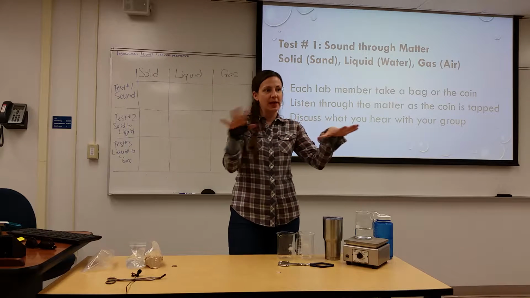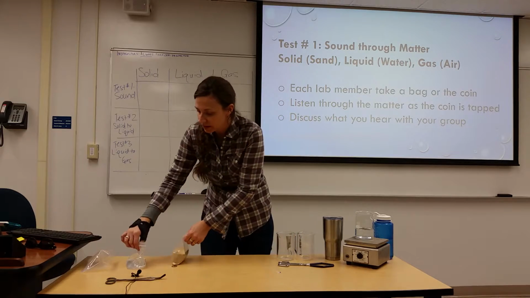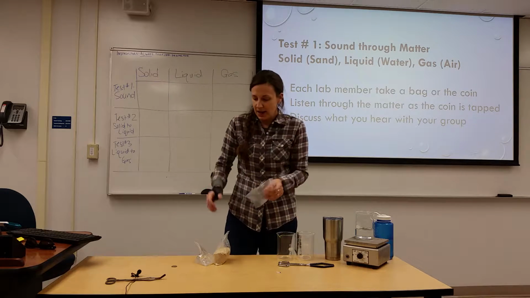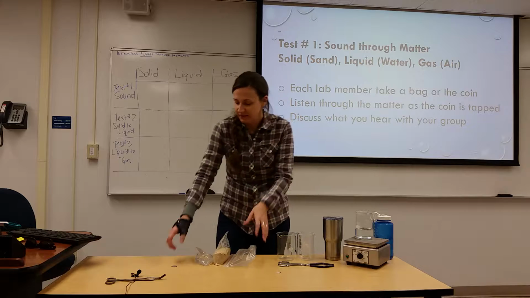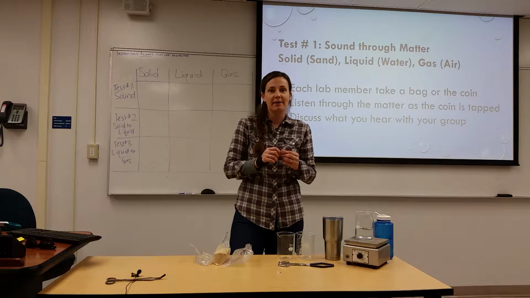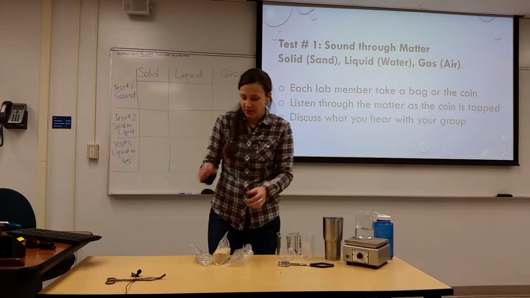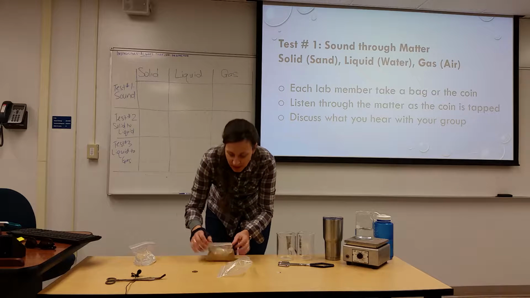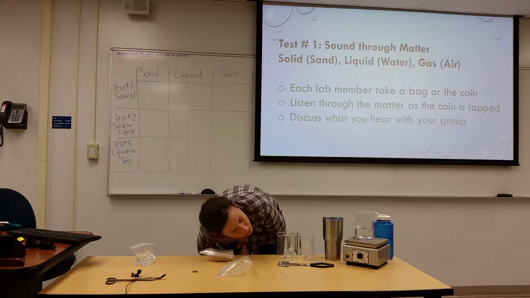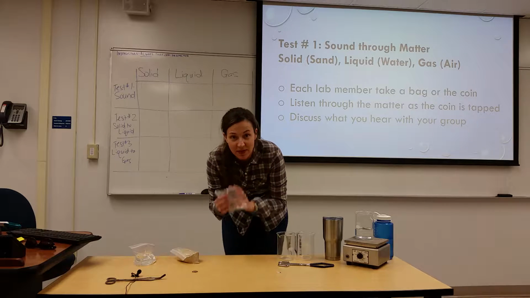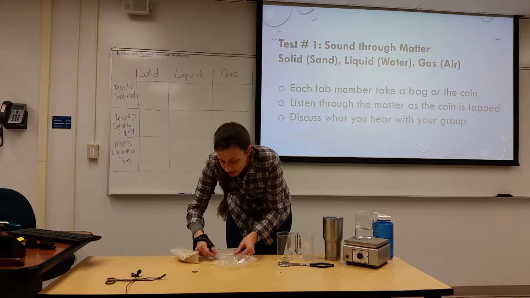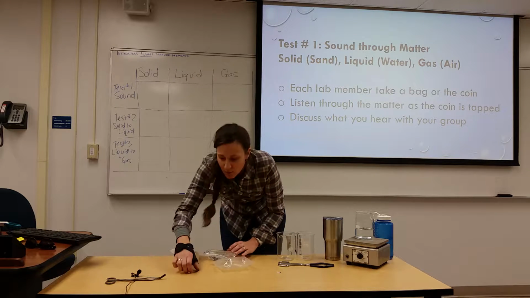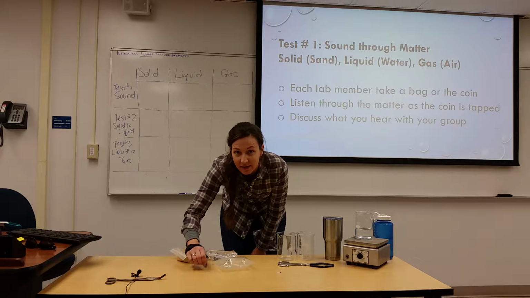On your lab benches, you each have a bag of sand, which is going to be our solid, a bag of water, and a bag of air. Each person grab one of the bags, and there's also a coin on the table, so someone's going to have to be the coin tapper too. Each person in the group is going to put an ear to one of the phases. With the sand it's going to be a little bit difficult, but just mound it up and put your ear to it. You'll do the same thing with the air and the water, and while doing that, someone's going to tap with a coin.